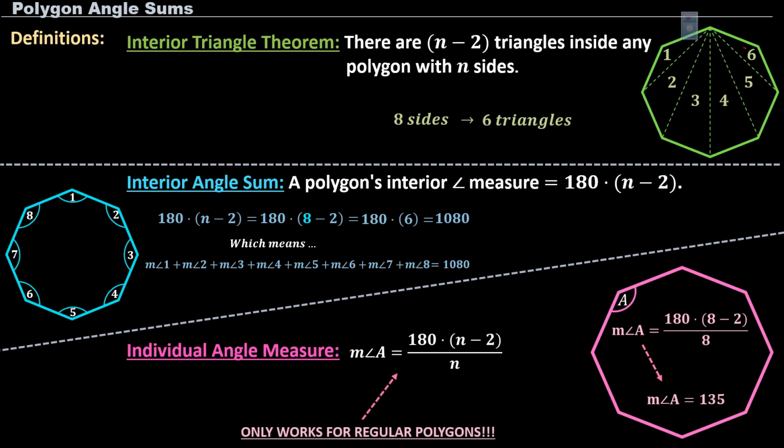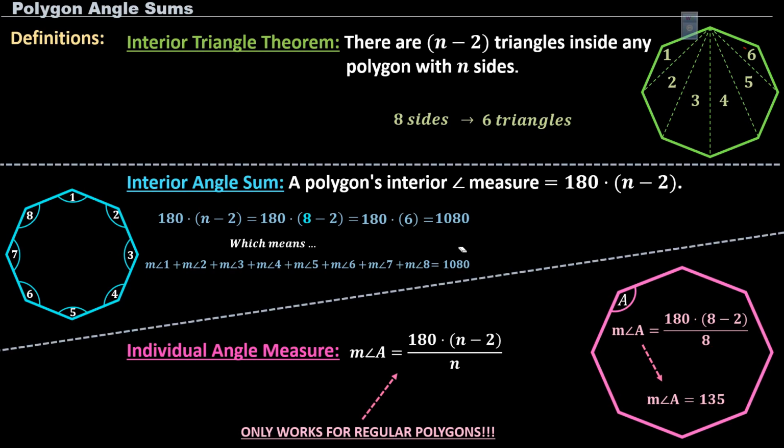Now this only works for regular polygons. Because you are equally dividing whatever the measurement is, 1,080, you're equally dividing it by 8. Which means it has to be a regular polygon that you're doing it to. Because if it's irregular, the angles don't divide up equally.